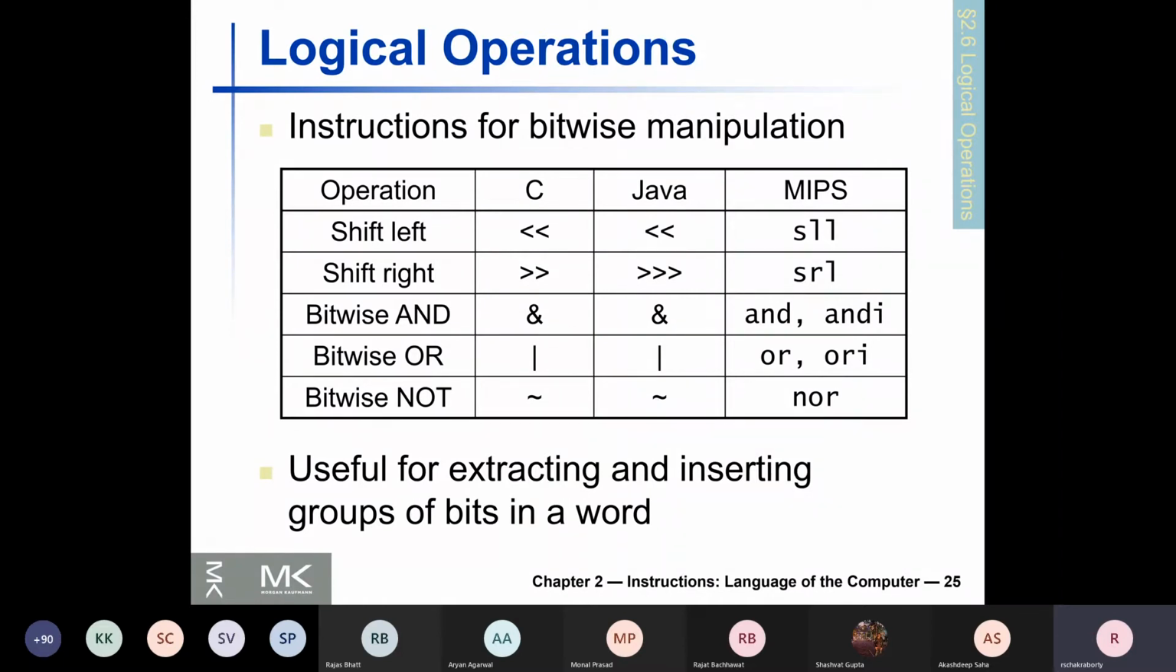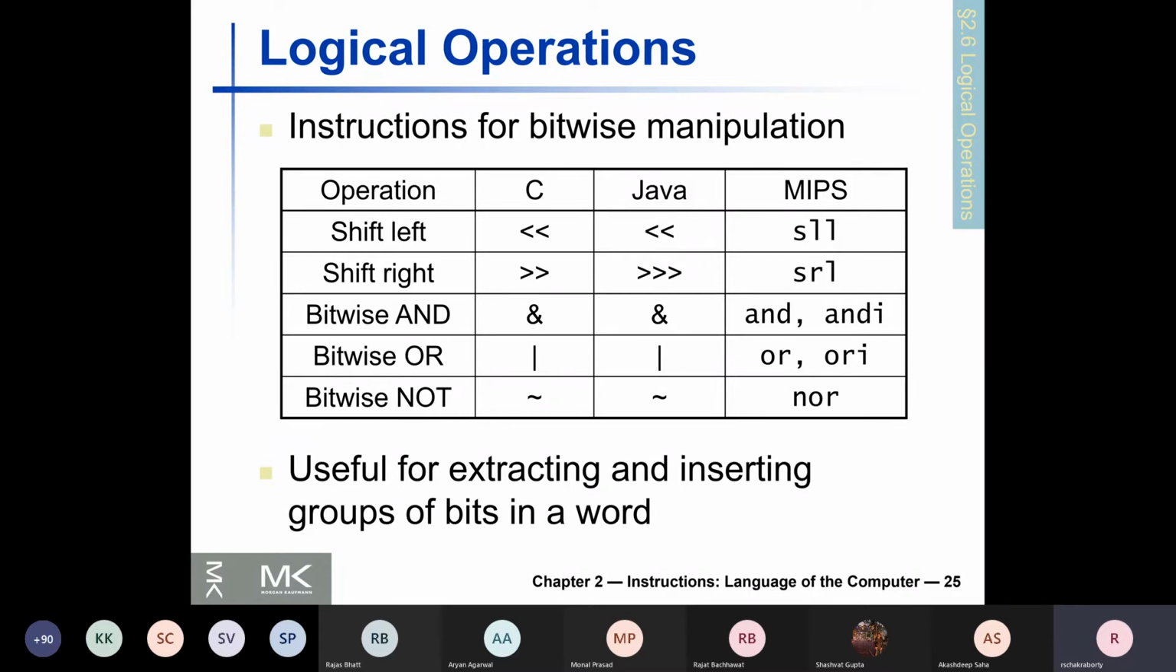The MIPS instructions are SLL, shift left logical, and SRL, shift right logical. Bitwise AND is AND, and there is an AND immediate instruction, ANDI. There is bitwise OR and an OR immediate instruction, ORI. There is no bitwise NOT. This is not a typo. It is actually the NOR operation.